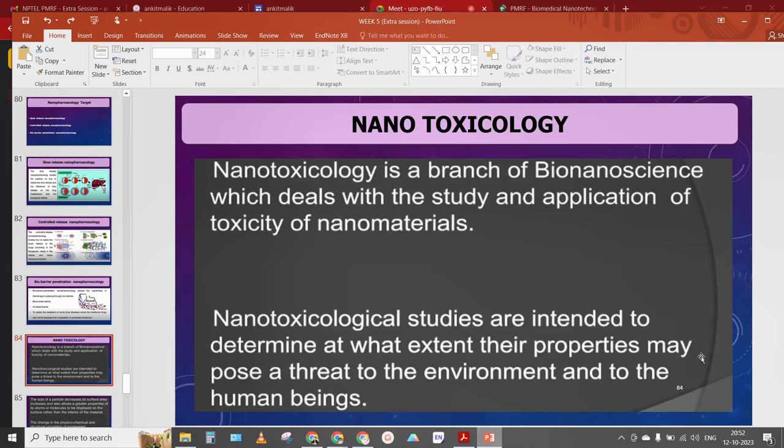Nanotoxicology is a branch of bio-nanoscience which deals with the study and application of the toxicity of nanomaterials. Suppose we have taken any nanomaterial or nanoparticles, which will cause nanotoxicity if given in some maximum concentration. Nanotoxicological studies are intended to determine to what extent their properties may pose a threat to the environment, human beings, and other organs of the human body.